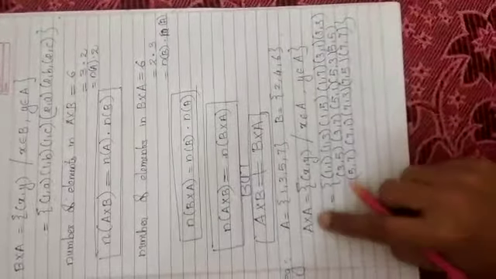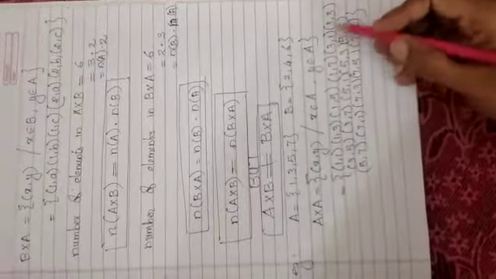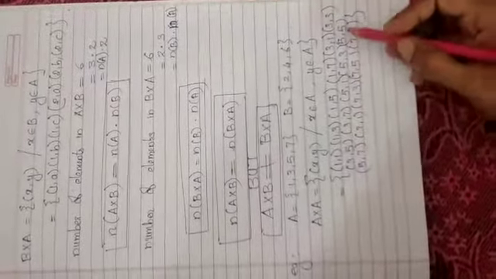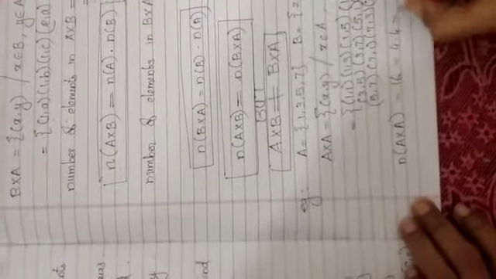Okay. In A cross A, we have 16 elements: 1, 2, 3, 4, 5, 6, 7, 8, 9, 10, 11, 12, 13, 14, 15, 16. That is 4 into 4. That is equal to number of elements in A into number of elements in A. Okay.